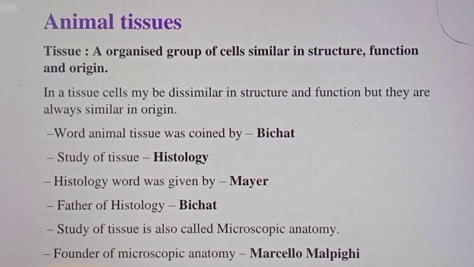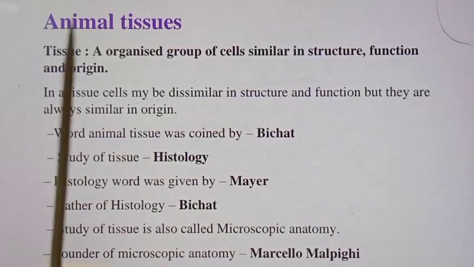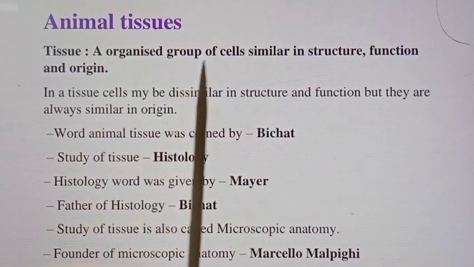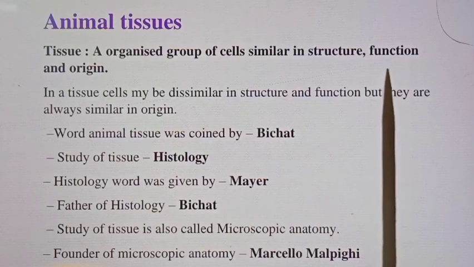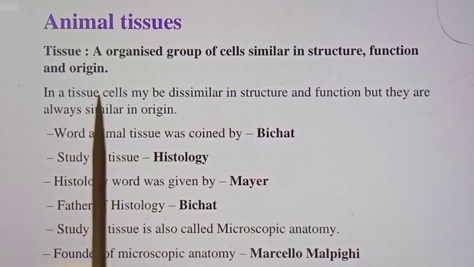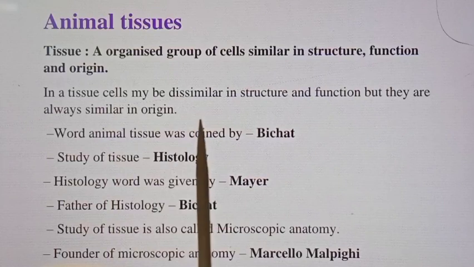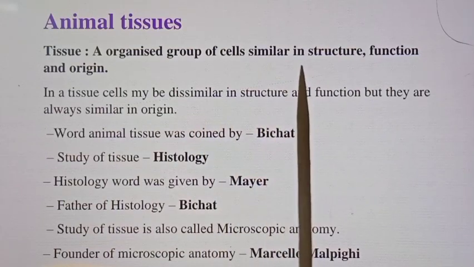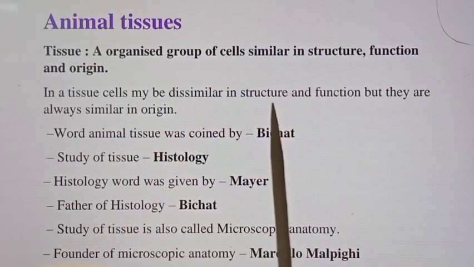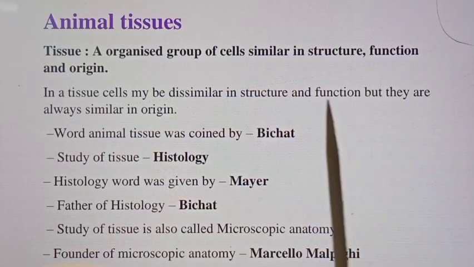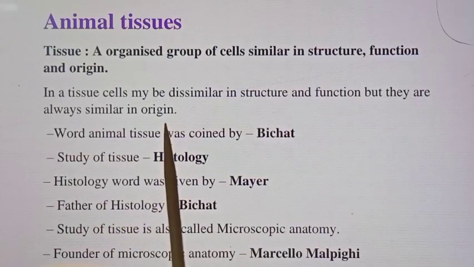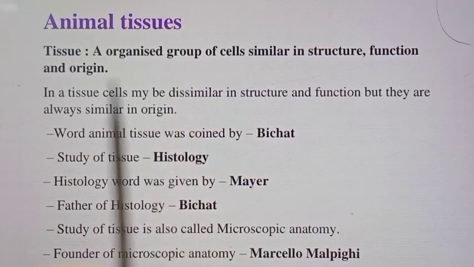In this video, we are going to discuss animal tissue. Before going to the topic, we'll see the basic definition of a tissue. A tissue is an organized group of cells, similar in structure, function, and origin. In some tissues, the cells may be dissimilar in structure, no need to be similar in some cases, but they must be from a similar origin. This is the meaning of a tissue.